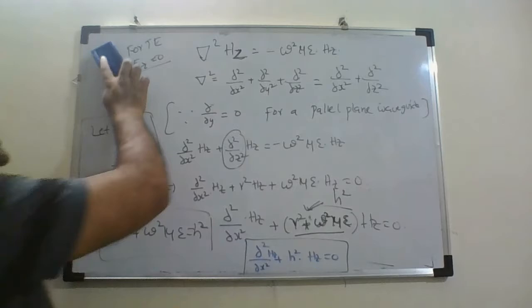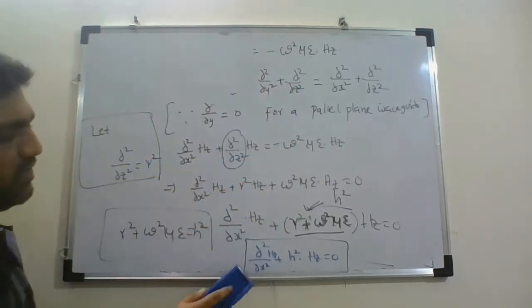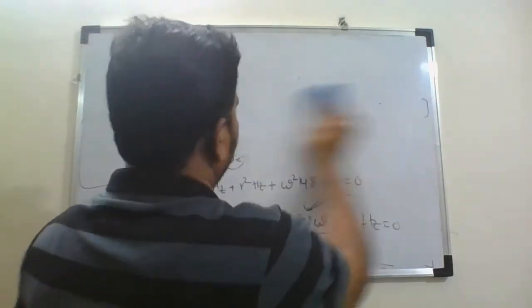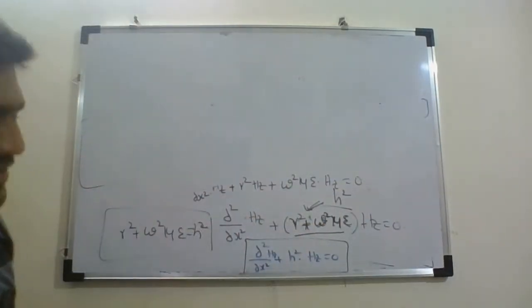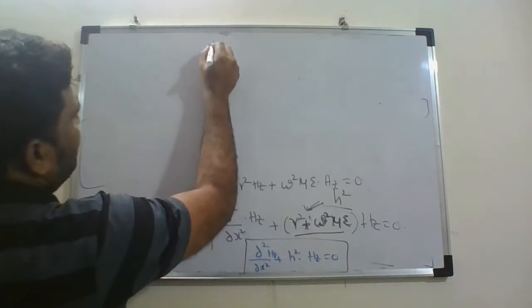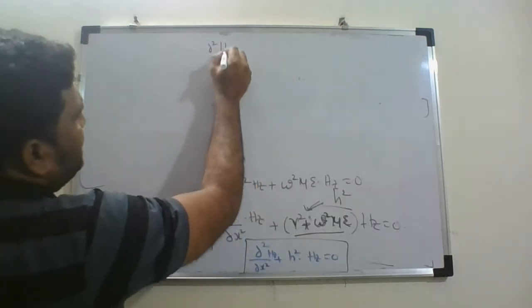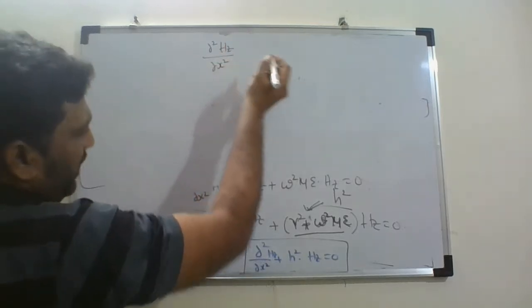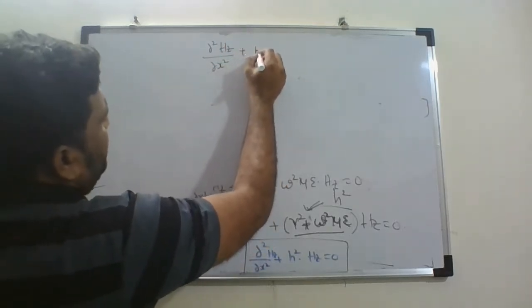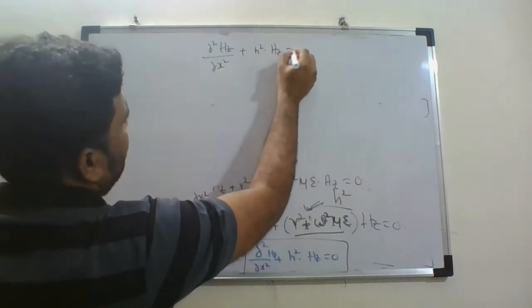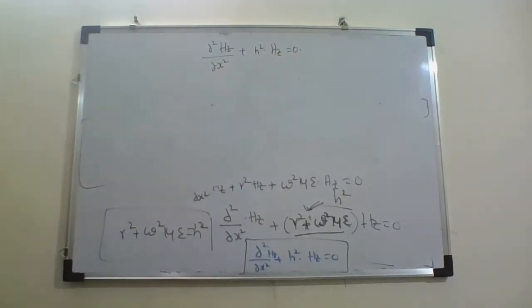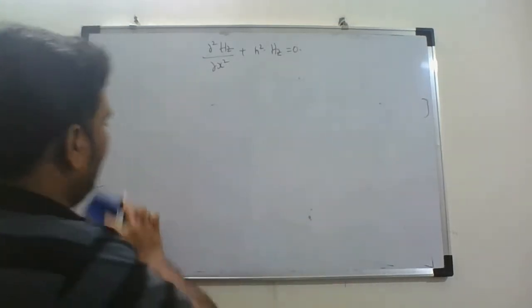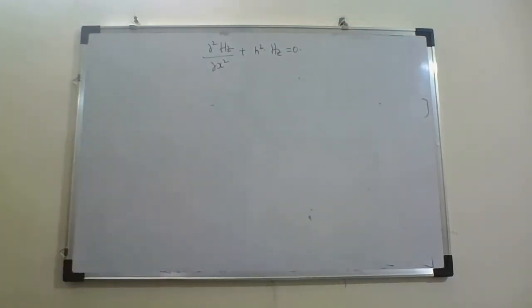Okay, this is the thing. We have derived up to this point. Let us continue from this. Now the equation that I got is ∂²Hz/∂x² + h² Hz = 0.